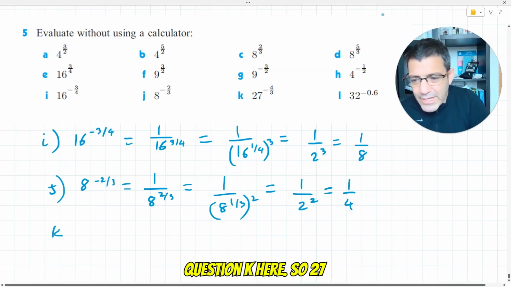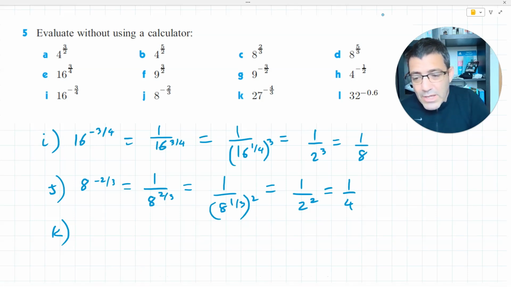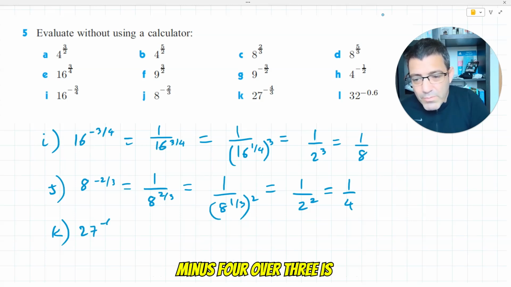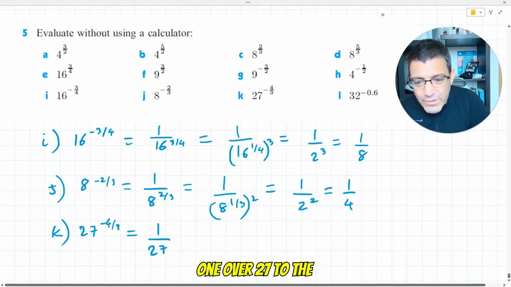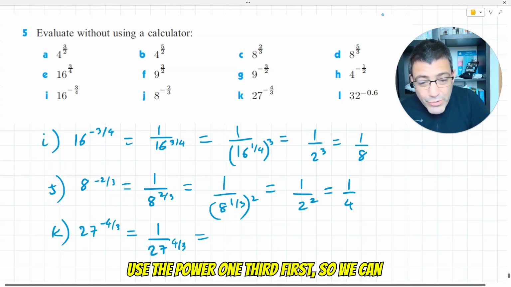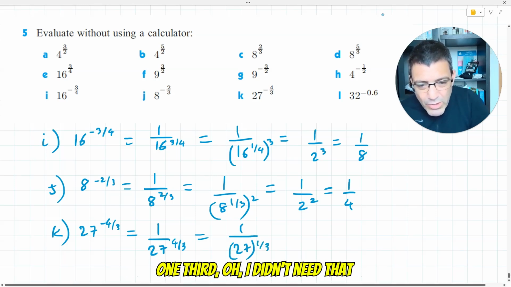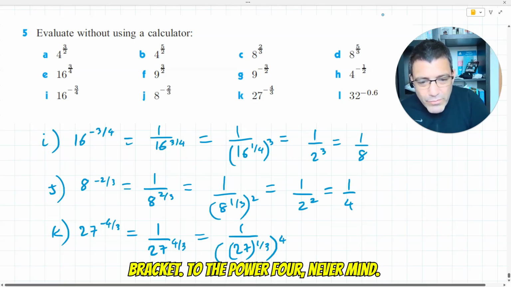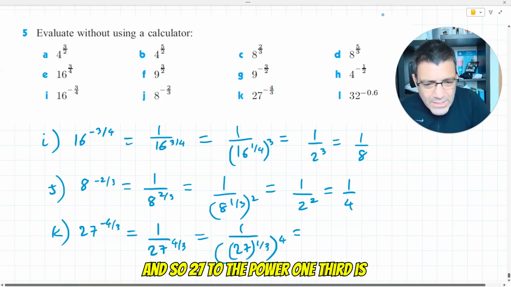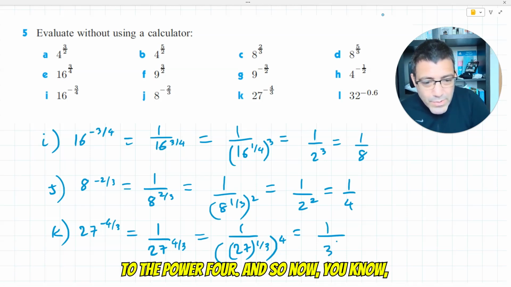Then let's do question K here. So 27 to the power minus 4/3. So recognizing that 27 is 3 cubed, we're going to say 27 to the power minus 4 over 3 is 1 over 27 to the power 4 over 3. We can use the power 1/3 first. So we can say it's 1 over 27 to the power 1/3, to the power 4. Oh, I didn't need that bracket. Never mind. And so 27 to the power 1/3 is going to be 3. So it's 1 over 3 to the power 4.